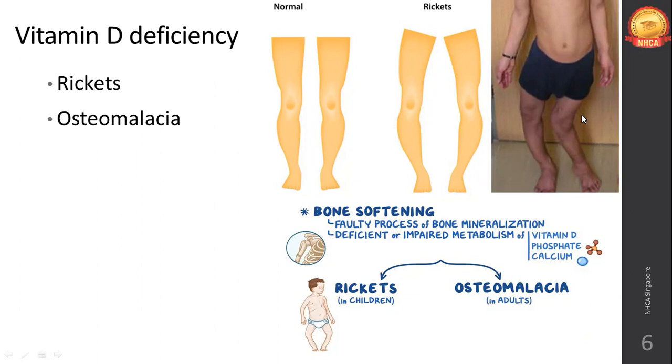Osteomalacia is bone softening, a faulty process of bone mineralization. When you're deficient in vitamin D, the intestines do not get enough signal of how much calcium has to be absorbed. So the mineralization will not be proper, and also the development of bone, if it is in a growing stage, will not be proper.